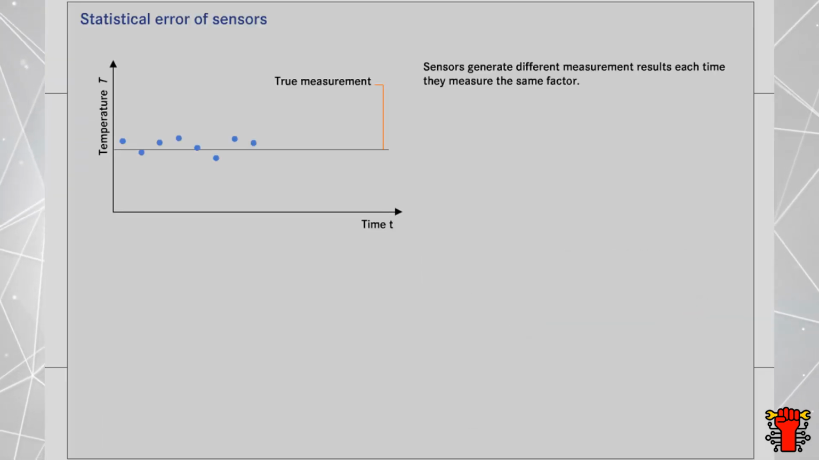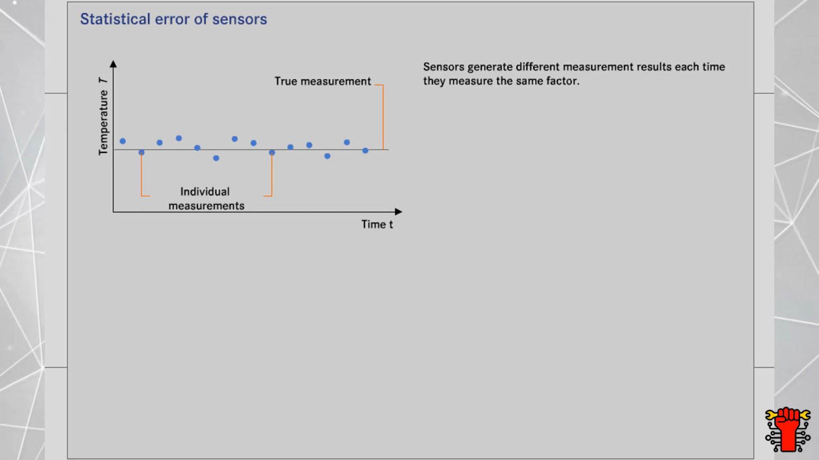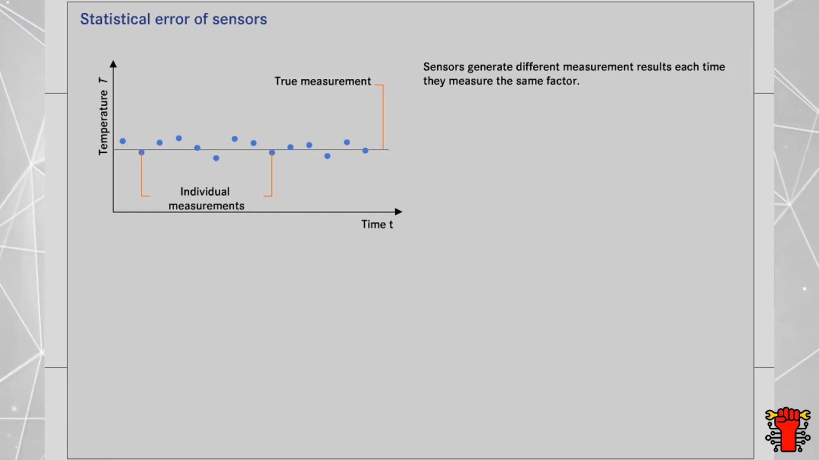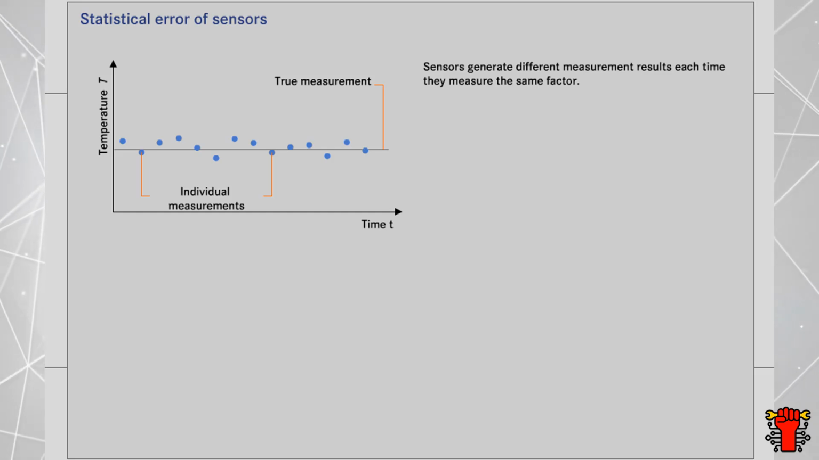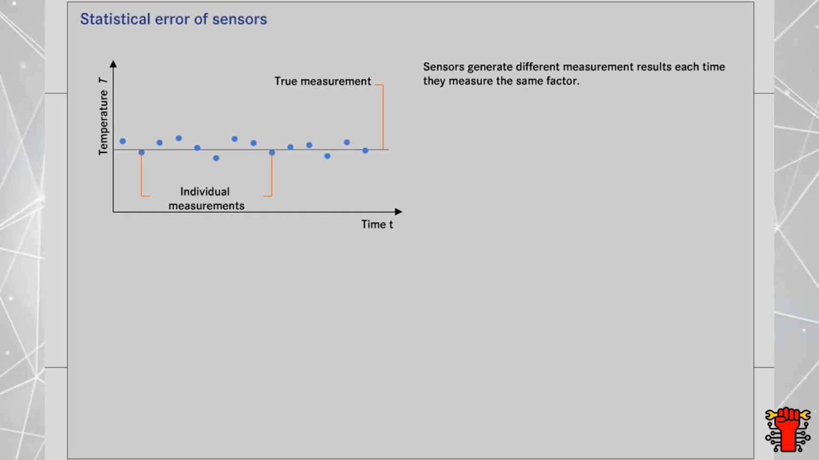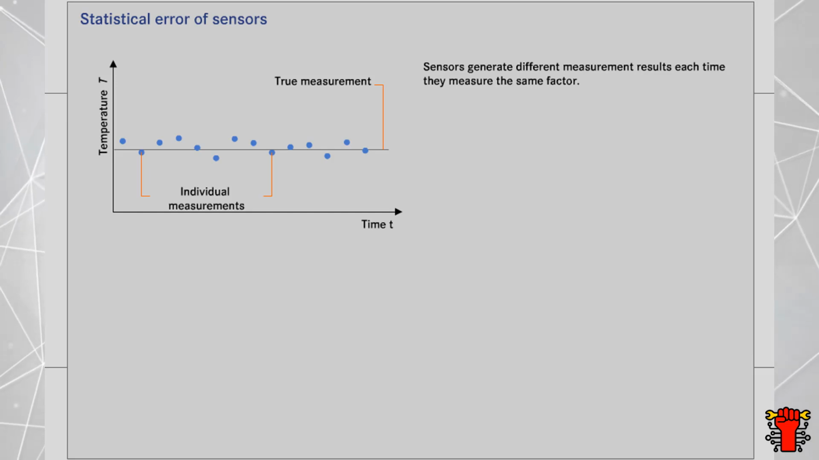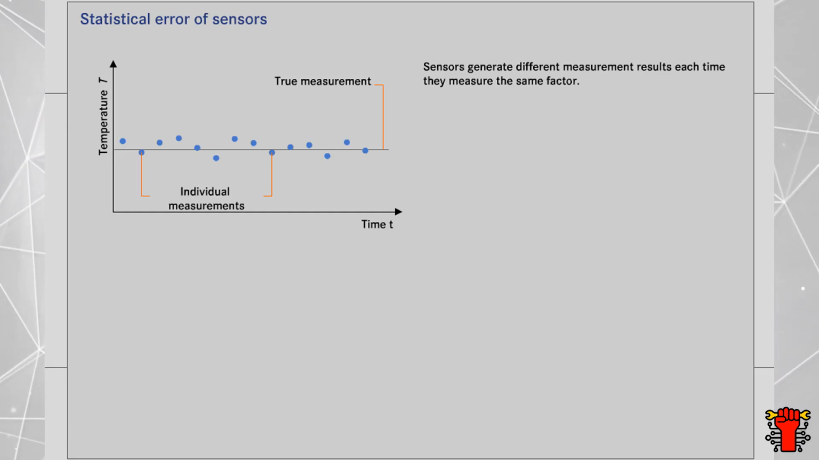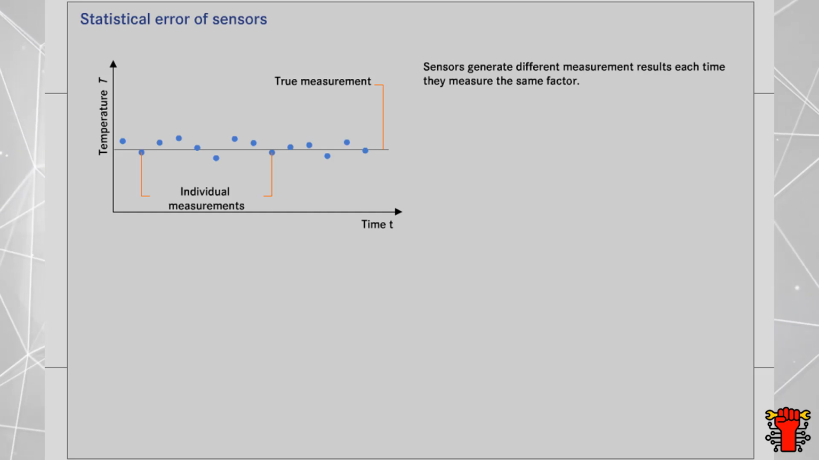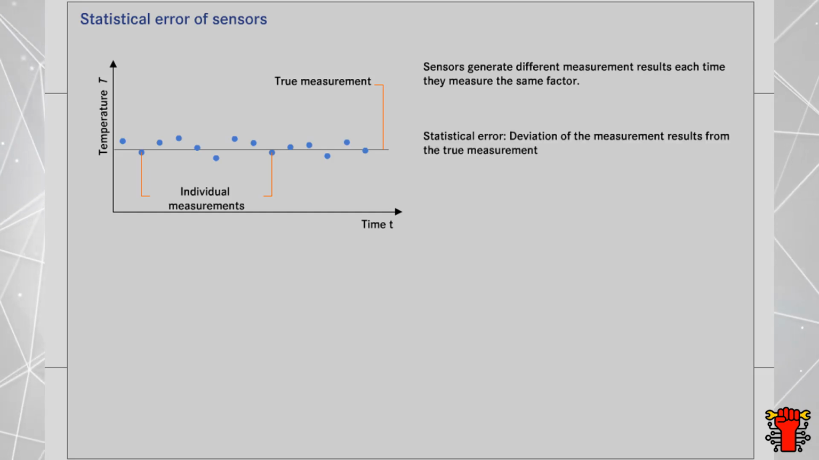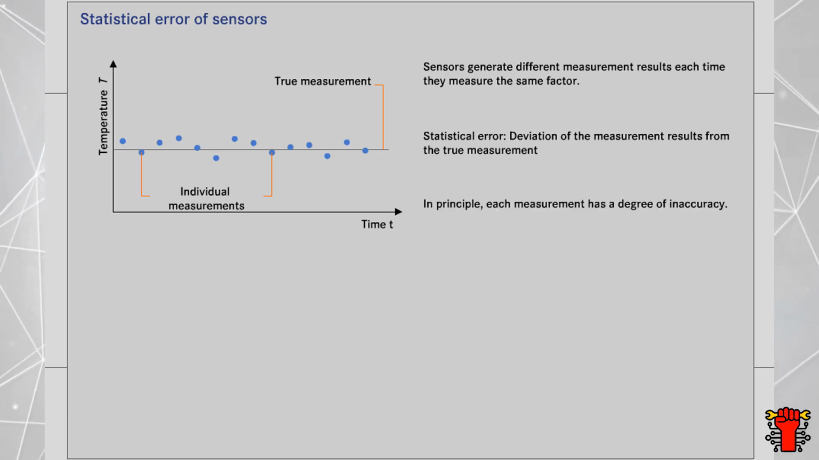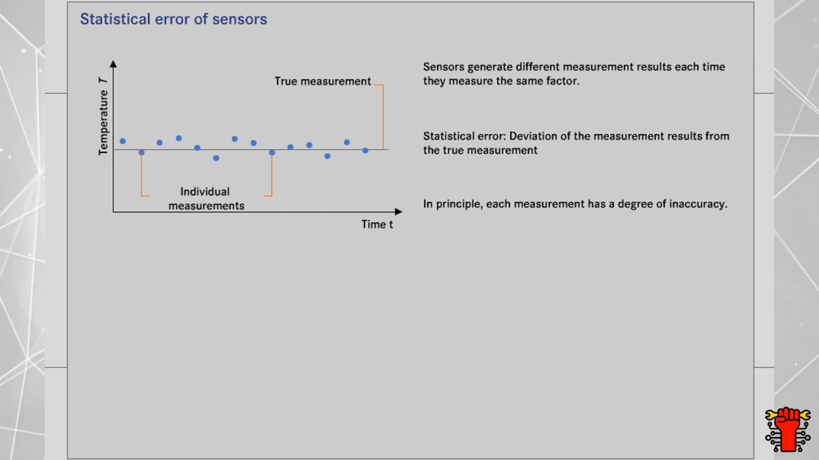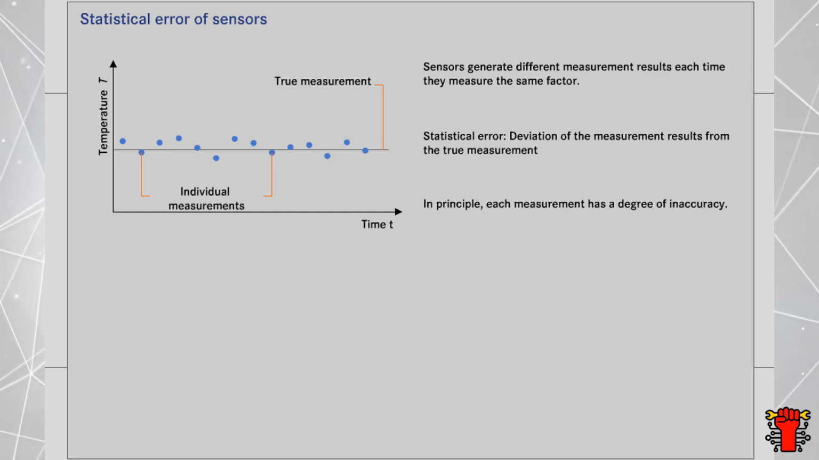If you measure the same factor, for example temperature, several times with the same sensor, the sensor will produce slightly different measurements each time. These will sometimes be above and sometimes below the true measurement. These deviations are known as the statistical error. Thus, in principle, there is always a degree of inaccuracy in measurements.